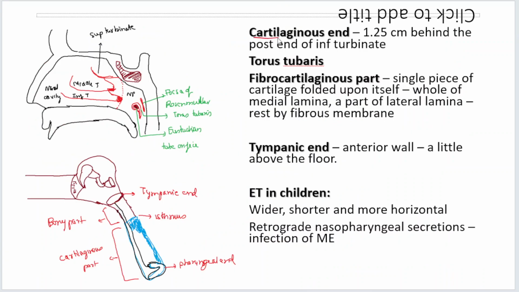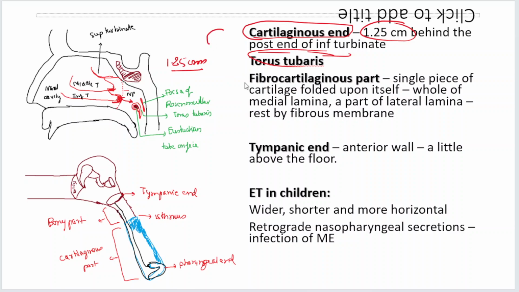This cartilaginous end of the Eustachian tube, where does it open? It is opening at a distance of 1.25 centimeters behind the posterior end of the inferior turbinate. Suppose this is the inferior turbinate and this is the end of the nasal cavity, and from here we are entering into the nasopharynx. So the opening of the Eustachian tube is present 1.25 centimeters behind the posterior end of the inferior turbinate. What is the torus tubarius? So this is the Eustachian tube.